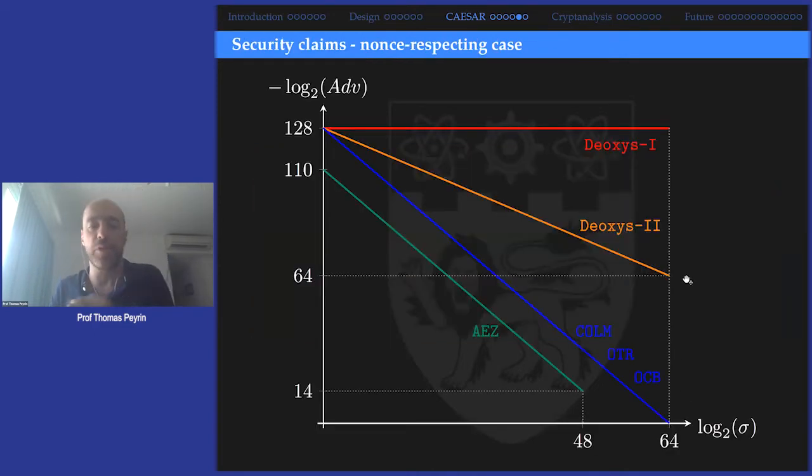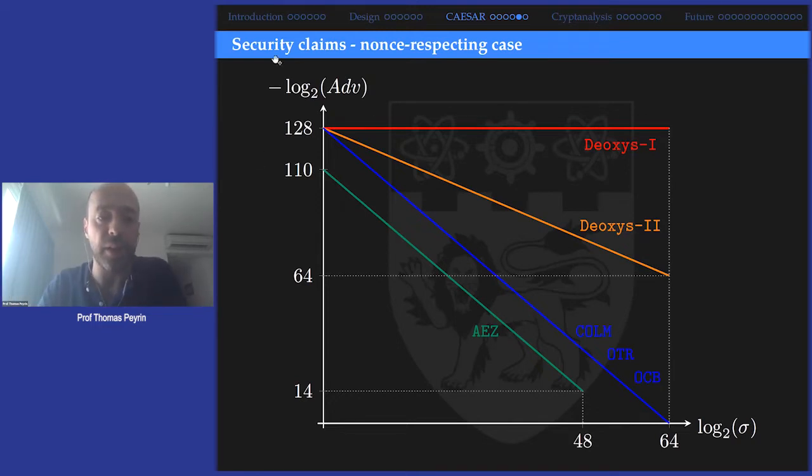So just to explain to you in one slide what Deoxys is about. Again, there's a lot of mathematical things involved and I cannot go into detail here. I just want to roughly explain the idea of why it was selected. So the portfolio was higher security. It turns out that the more data that you encrypt, somehow the lower will be the security of your cipher.